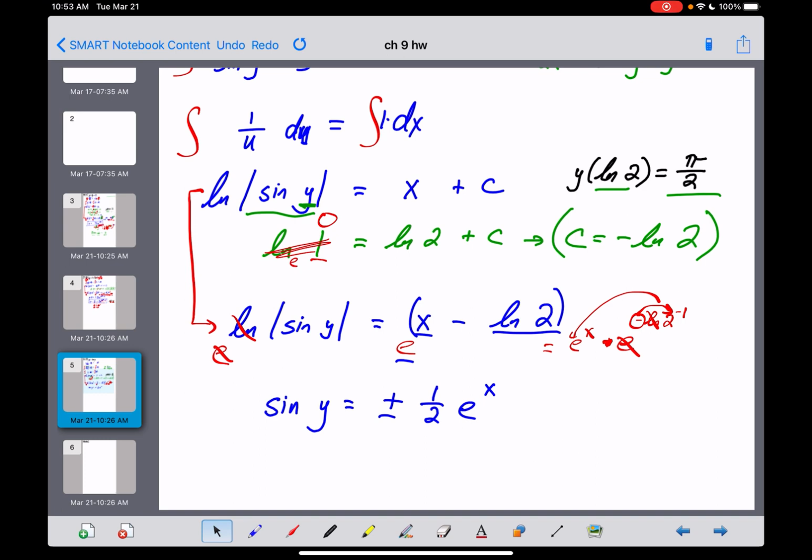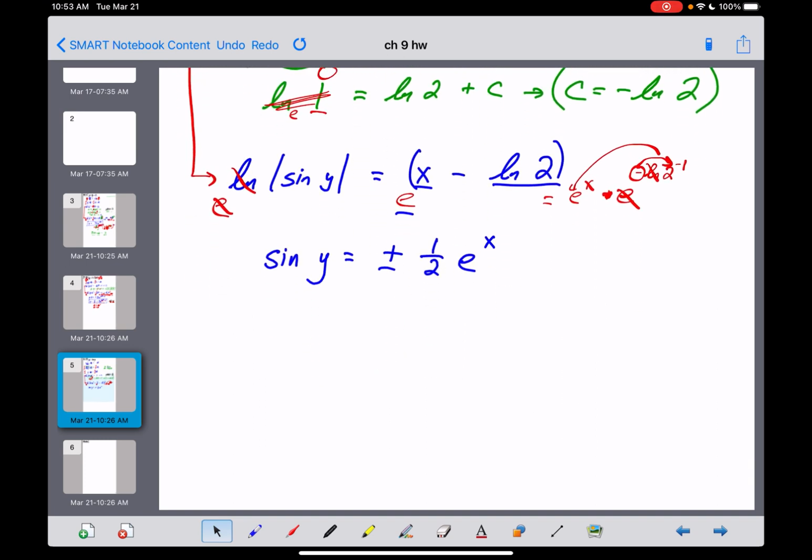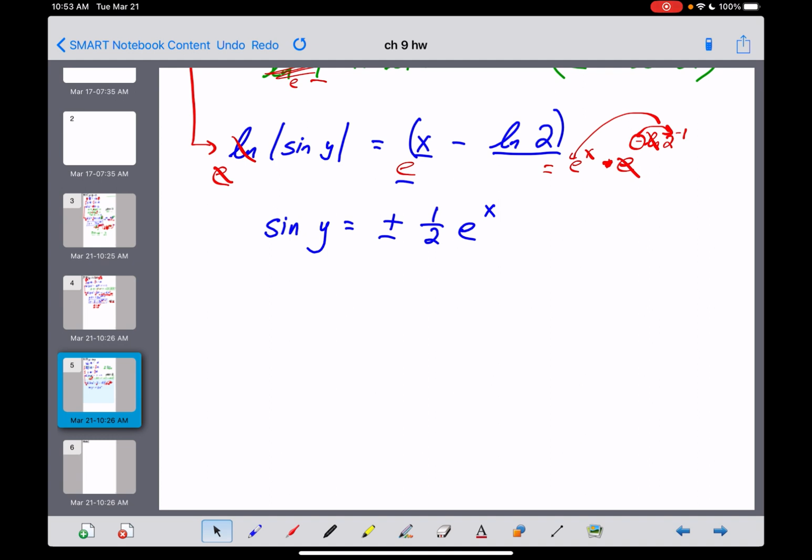And now the weird part. Boy, we haven't seen this, I don't think, in any problem that I've done with you guys so far. To get y by itself, we have to do an inverse sine. So it's going to be y is equal to the inverse sine of the entire right-hand side, which is either plus or minus 1/2 e to the x.